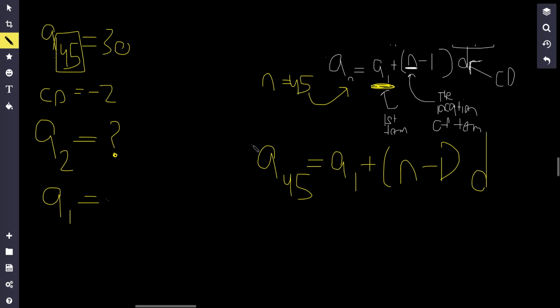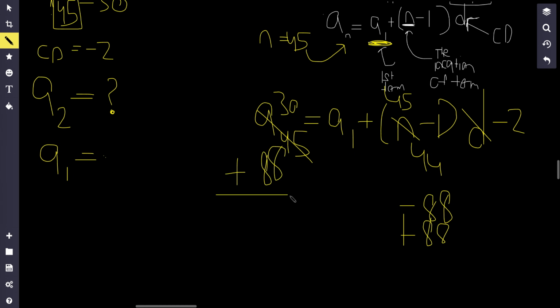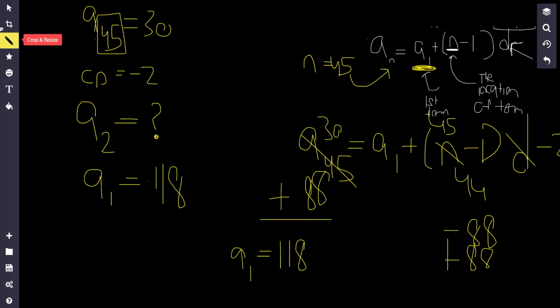Now, a sub 45, we know that's 30, right? We know the n value, well, that's 45, right? We're on the 45th term. And the common difference, -2. So we're going to have 45 minus 1, which is 44. 44 times -2 is -88. If we add 88 to both sides to isolate the variable, we're going to get our first term is going to be equal to 118. So that's going to be our first term.